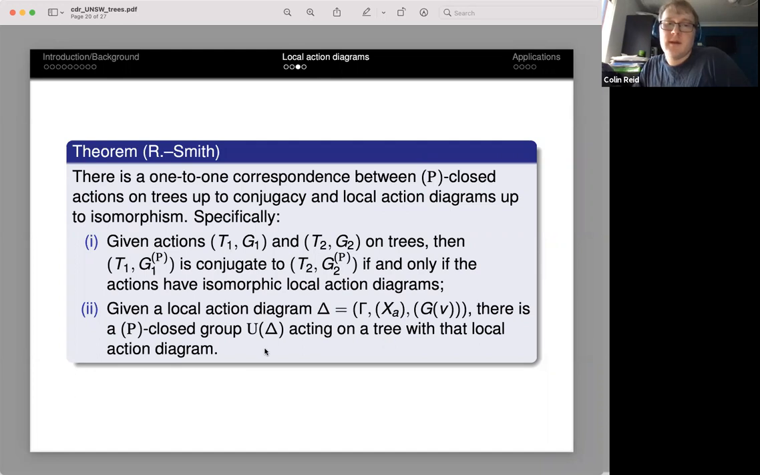And second, if you just write down any local action diagram satisfying the conditions I specified, there will be a group with that local action diagram, which we call U of delta. So we have the Burger-Mozes universal groups, but for all of these local action diagrams. And by construction, it will have property P.